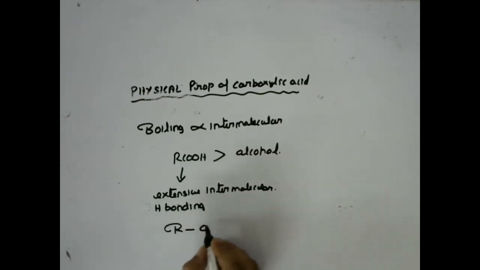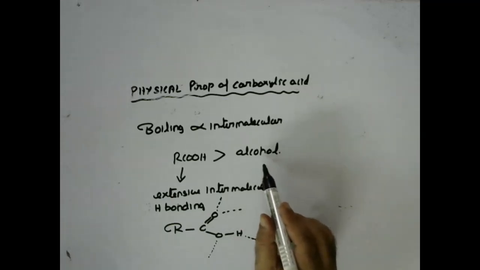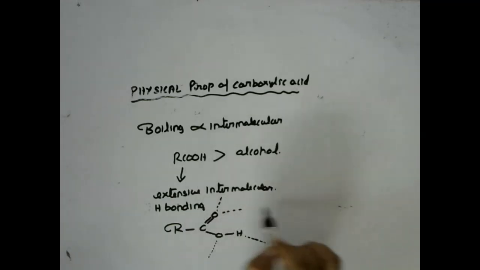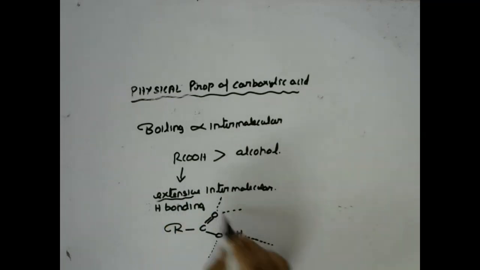You can see it like this. This is one carboxylic acid. This molecule can form hydrogen bonding with other acid molecules like this, other molecule, other molecule. So one molecule can form hydrogen bonding with so many other carboxylic acid molecules. Overall, the hydrogen bonding is very, very strong. Even alcohols form intermolecular hydrogen bonding, but in acids it is very, very extensive. One molecule can form hydrogen bonding with 4 other carboxylic acid molecules.